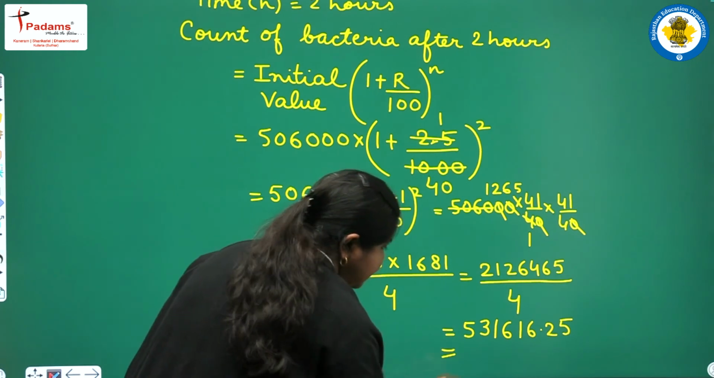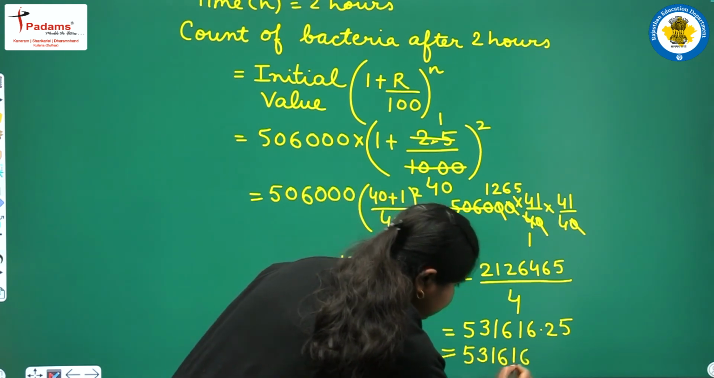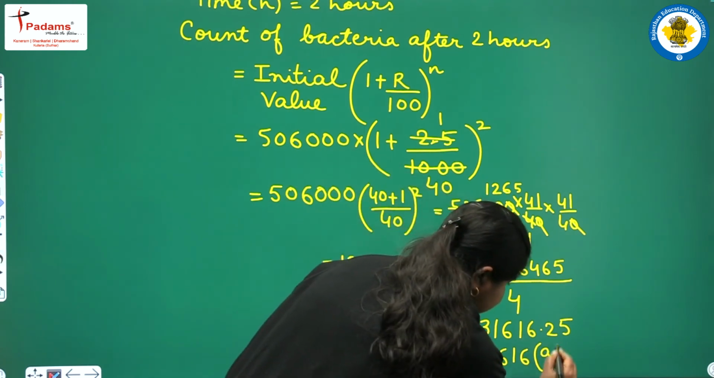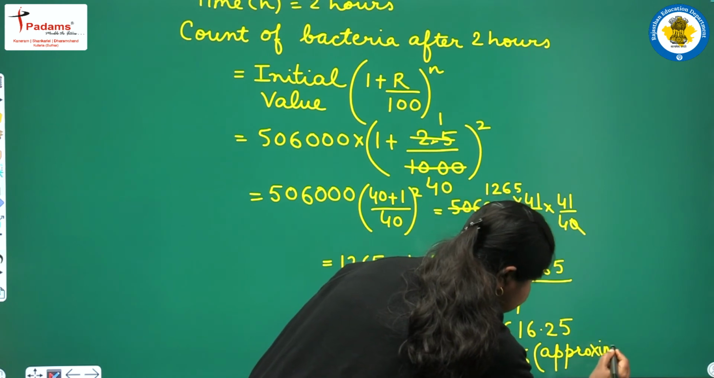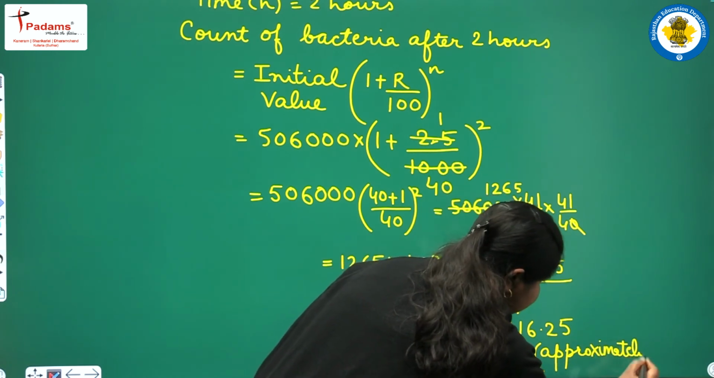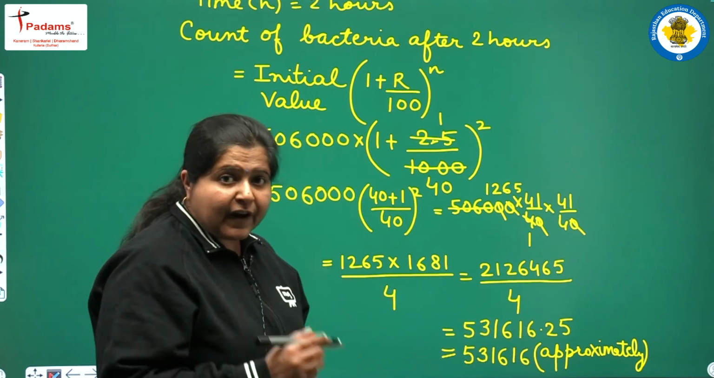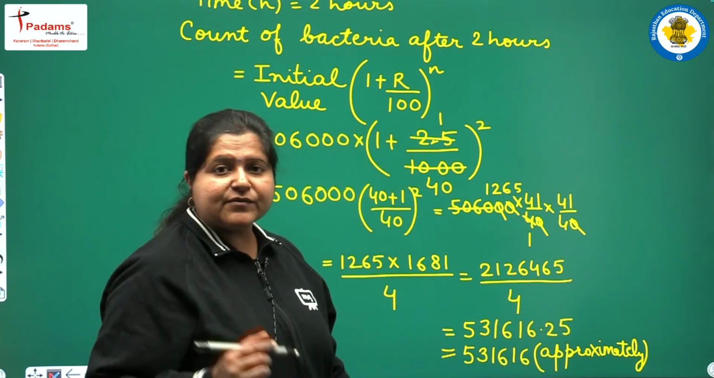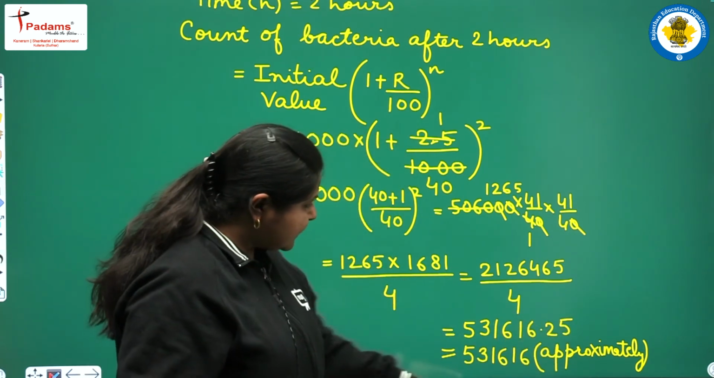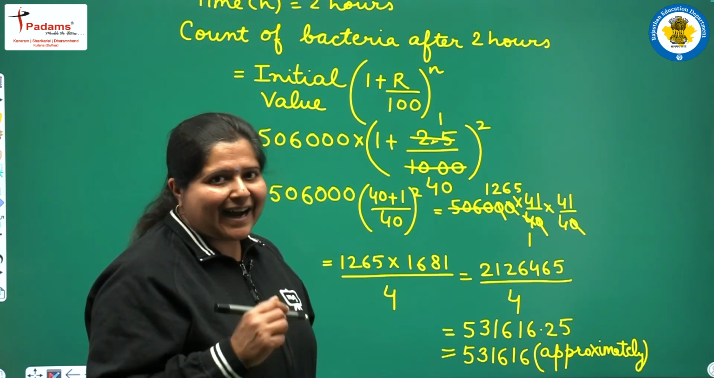And now we can write the estimated value or approximate value. This is the value approximately. How have we written this? After the decimal we have the digit 2, and a digit smaller than 5 we simply remove, and there is no need to add +1 here. So this will be the approximate value, the approximate count of bacteria after 2 hours.